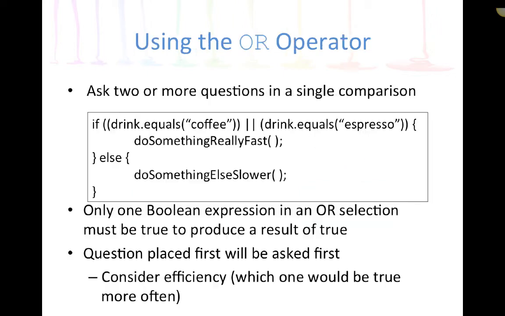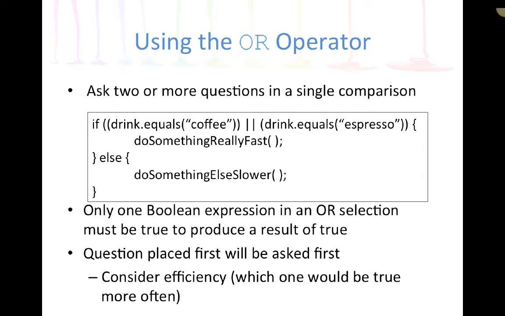In addition to the AND operator, there's also an OR operator, and this OR operator lets us look at two different comparisons within a single line. So my example here is whatever drink we pass in, if it equals coffee or if it equals espresso, we would run a method called doSomethingFast. Otherwise, we're going to run a method called doSomethingSlower. So in an OR operator situation, which are these two pipes here that connect the conditions together, those are up above your enter key on your keyboard. You should see them up above there. That's where those two pipes are.